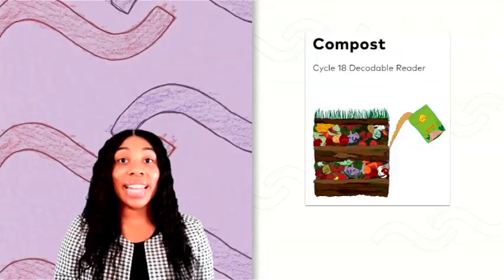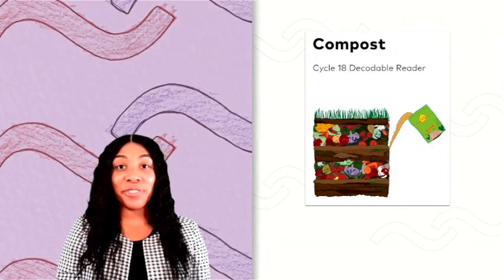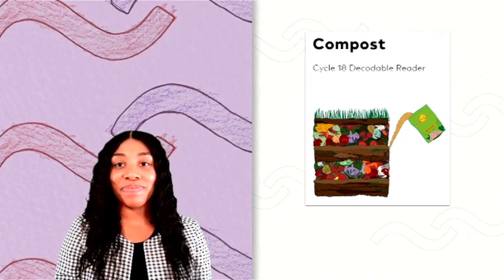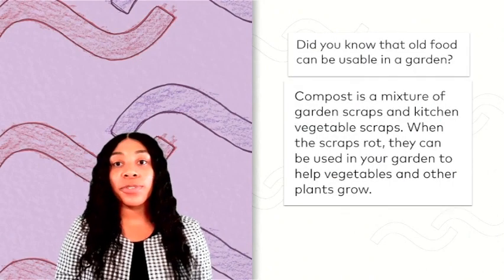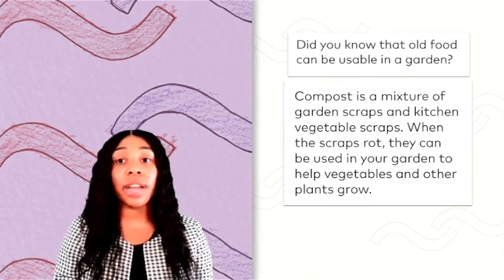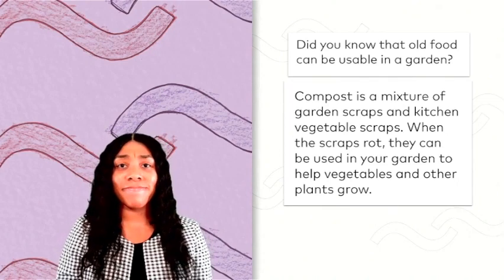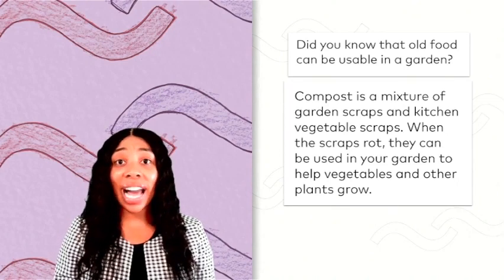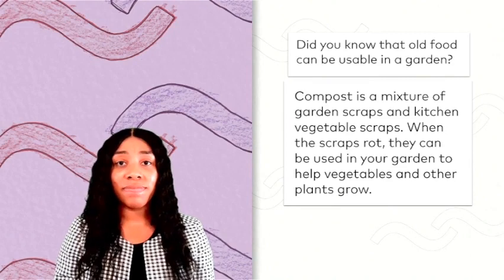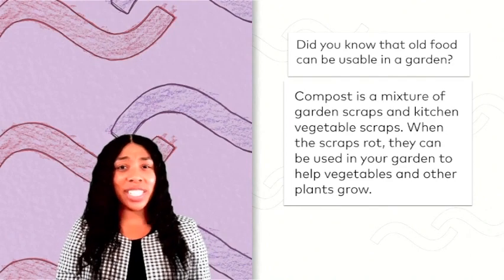Fluency. Now I'm going to read a part from Compost. Listen carefully to how I read it. Did you know that old food can be usable in a garden? Compost is a mixture of garden scraps and kitchen vegetable scraps. When the scraps are out, they can be used in your garden to help vegetables and other plants grow. Did I sound like I was reading smoothly? With expression and with meaning? Or at just the right speed?